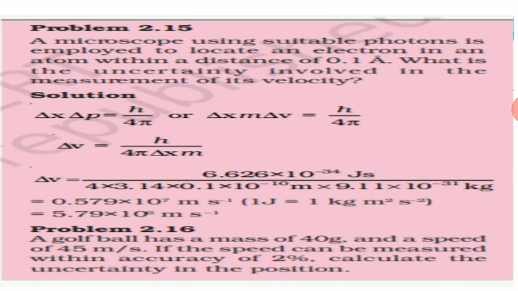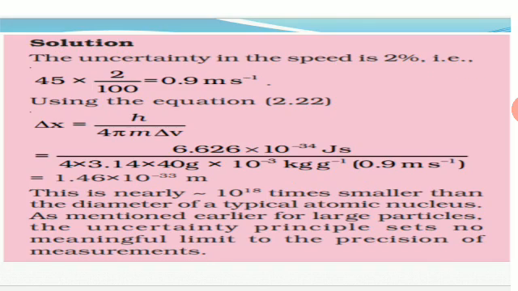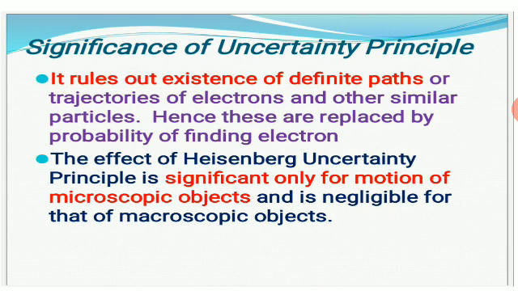Next is the uncertainty principle, which has the formula delta x into delta p equal to h upon 4 pi, where x is the position, p is the momentum, h is Planck's constant, and pi is the numerical value. We are going to do these numericals in our sessions. The importance of the uncertainty principle is that it rules out the existence of definite paths or trajectories of electrons and other similar particles. Hence they are replaced by the region where the probability of finding the electron is maximum, and the concept of orbit has been changed to orbital.